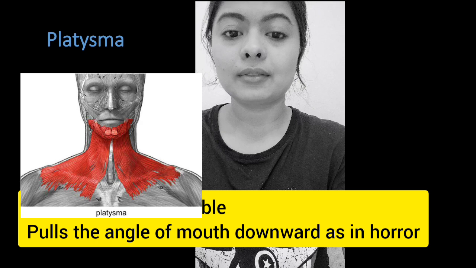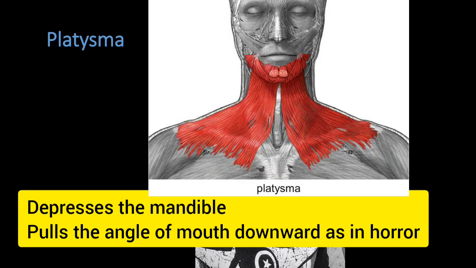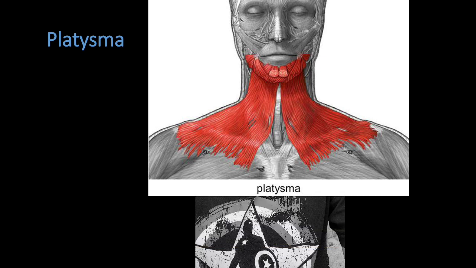Its origin is the upper part of the pectoral and deltoid fascia, and fibers run upward and medially. Its insertion is anterior fibers to the base of the mandible and posterior fibers to the skin of the lower face and lip, and it may be continuous with the risorius.